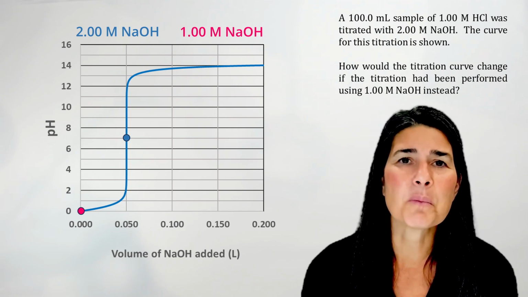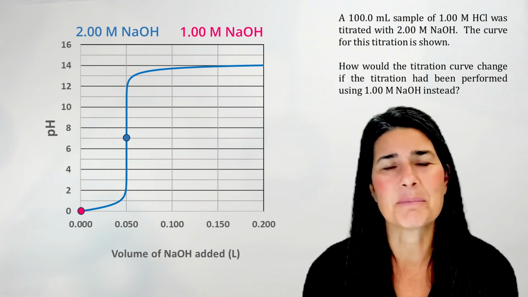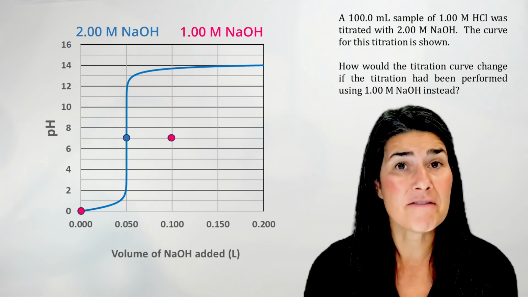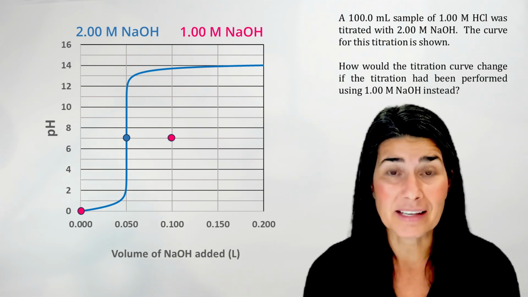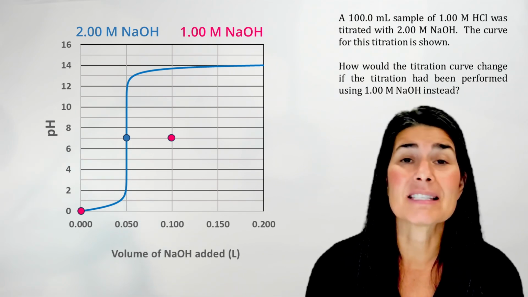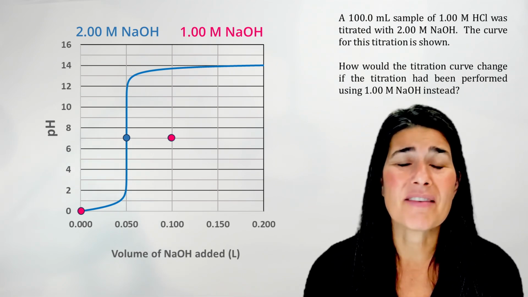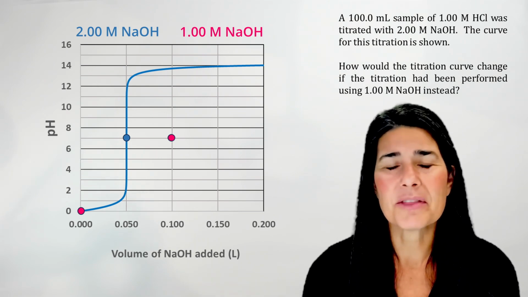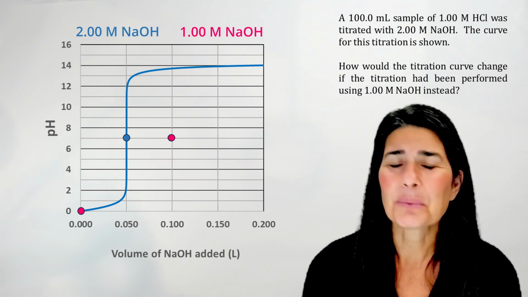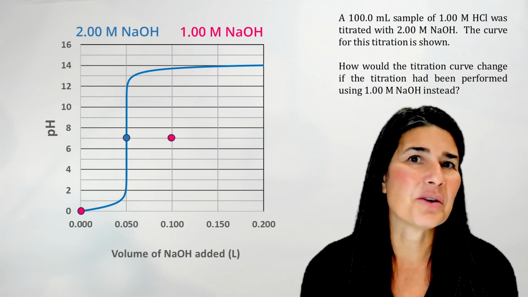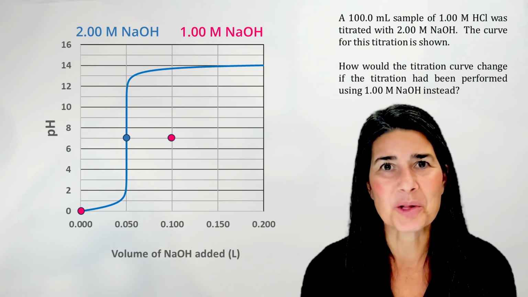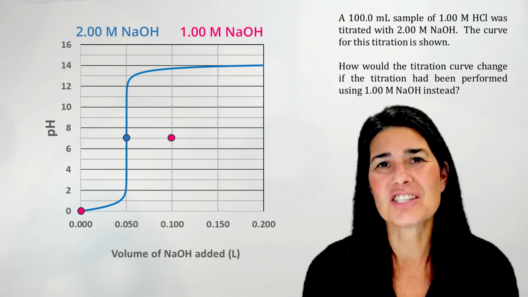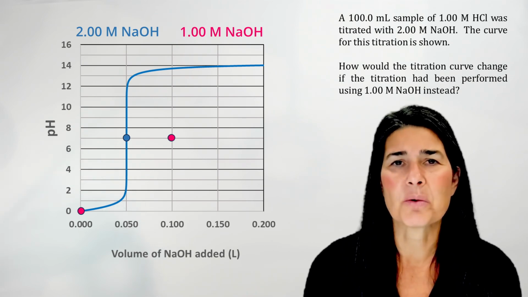So your equivalence point is going to be shifted to the right. Looking at it now, instead of being at about 0.05 liters, you're going to be at 0.1 liters. Now let's talk about the equivalence pH. Whenever you have a strong acid that's titrated with a strong base, the pH at equivalence is 7, regardless of the strength, whether it's a 2 molar or a 1 molar sodium hydroxide solution. So we're going to maintain the same pH of 7 at equivalence.